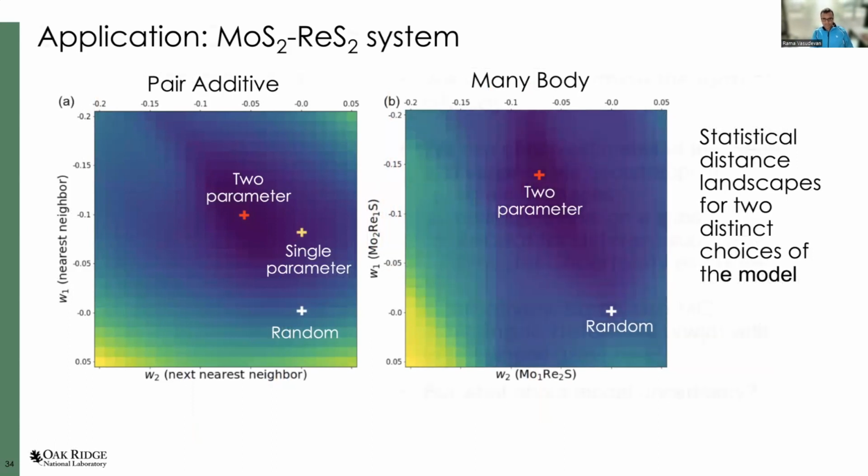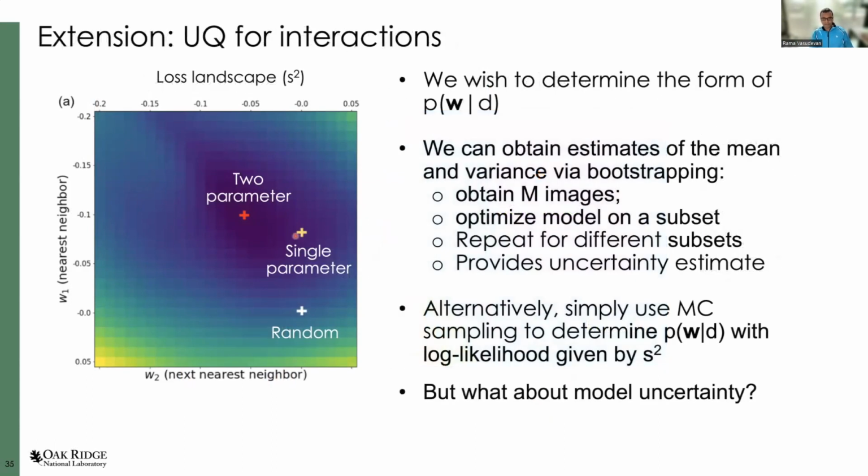And the way that we can actually do this is that we can do some uncertainty quantification for these interactions. And there are many ways to do this. I won't expand on it here, but you can read about it in our paper. One example is bootstrapping. We can just look at individual subsets of images and then calculate the histograms, and then calculate the variance on those histograms, for example. And so this provides an uncertainty estimate. We can also use Monte Carlo sampling to determine the probability of these particular interaction parameters given the data, with log likelihood given by the statistical distance squared, so that actually falls out from the math.